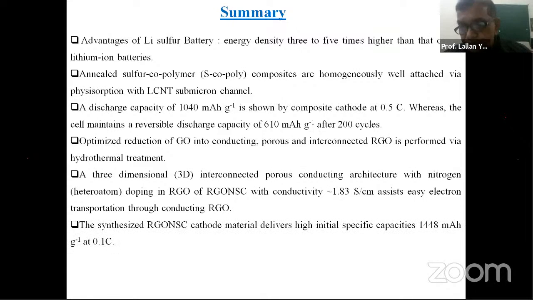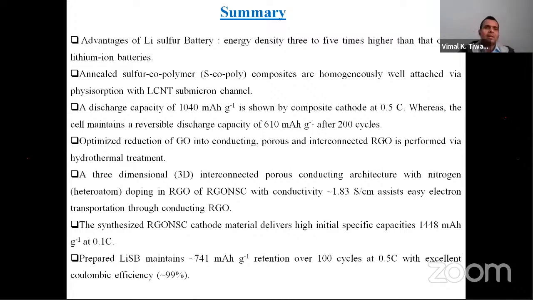Capacity is more than 1400 at 0.1. So we know that the theoretical capacity of sulfur is 1672, so it's nearby this theoretical value. And after 100 cycles, we get 741 capacity with very good Coulombic efficiency. Thank you. So this is the list of publications.